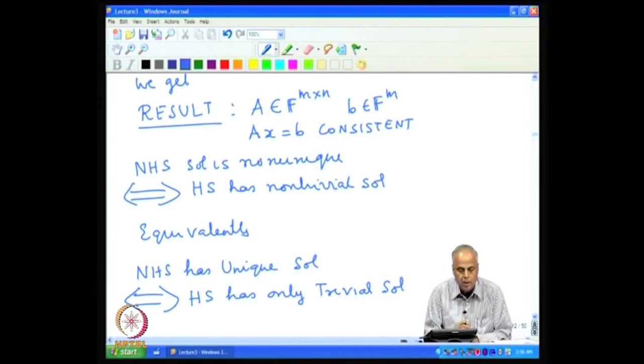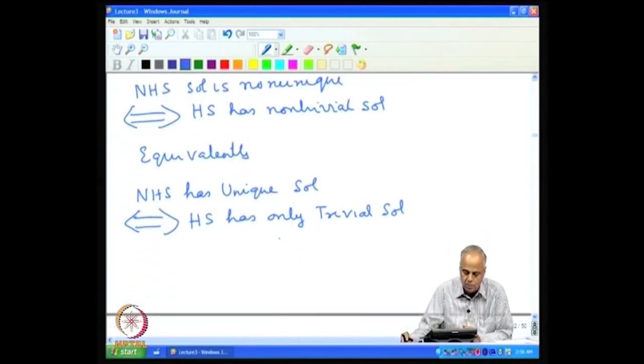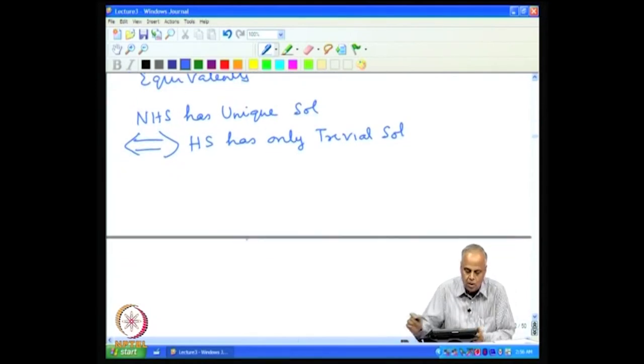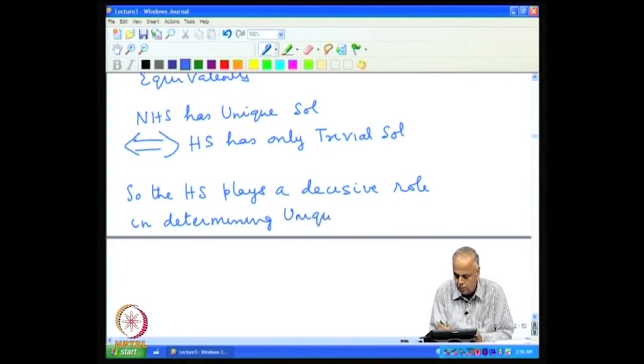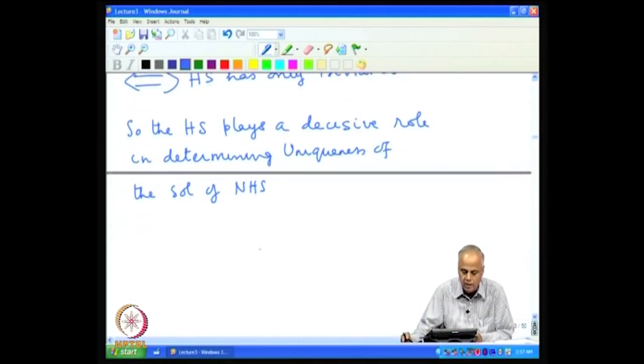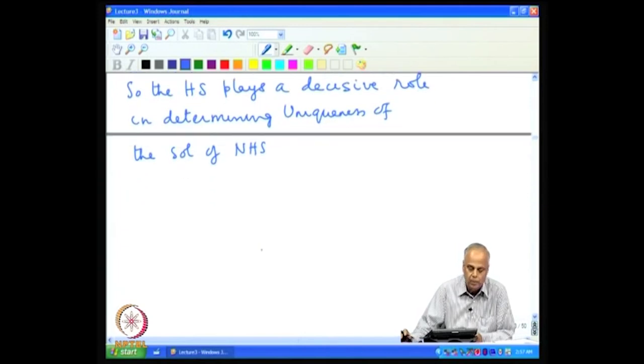Thus, we see that the homogeneous system plays an important role in deciding whether the non-homogeneous system, whenever it is consistent, has a unique solution or not. So, the homogeneous system plays a decisive role in determining uniqueness of the solution of the non-homogeneous system. And therefore, it becomes necessary that we analyze the homogeneous system corresponding to a given matrix very carefully, because this is going to have a very important bearing on the solution of the non-homogeneous system.